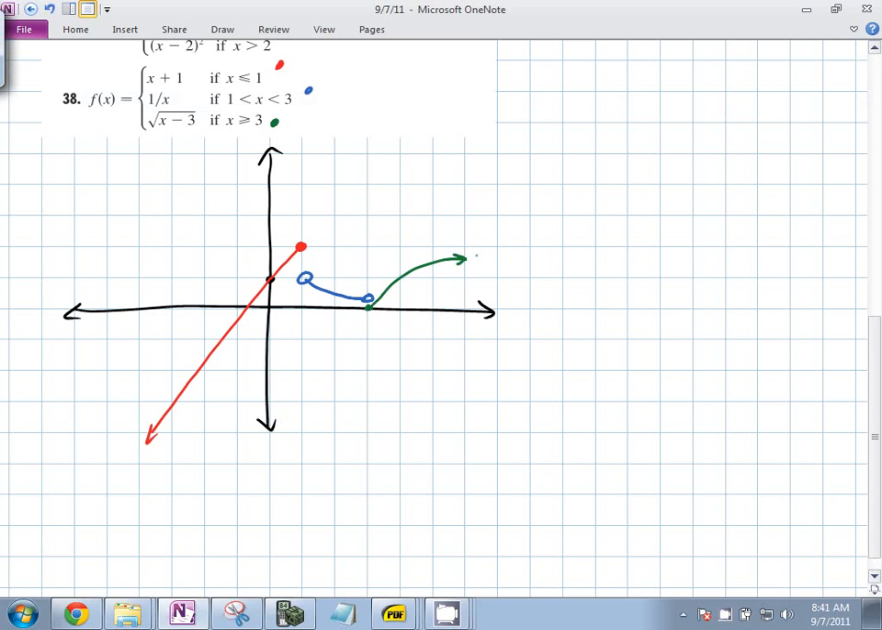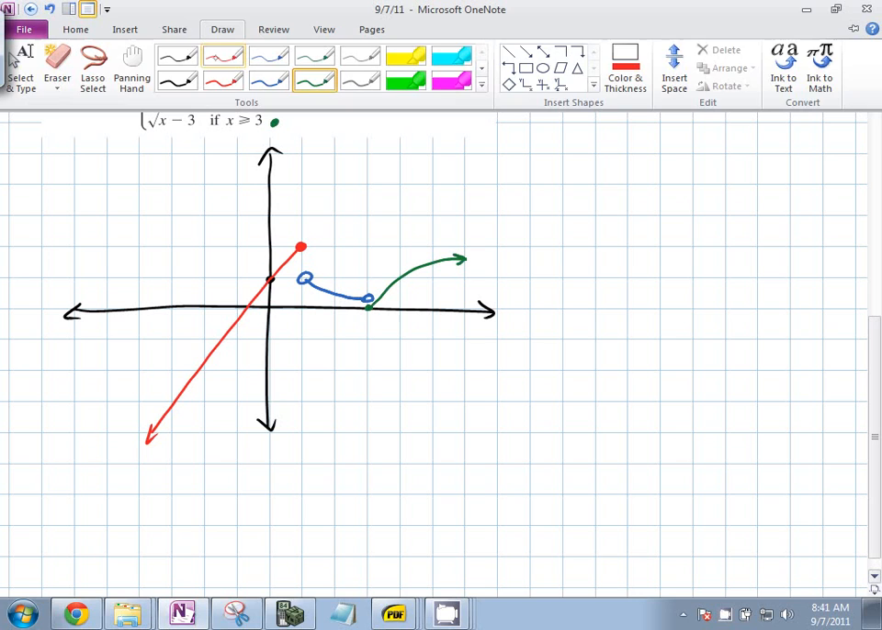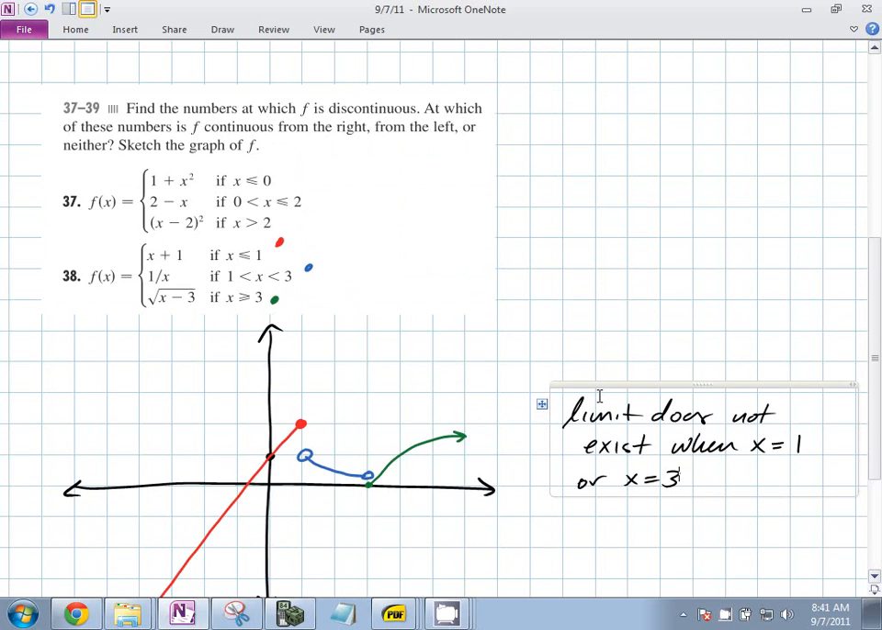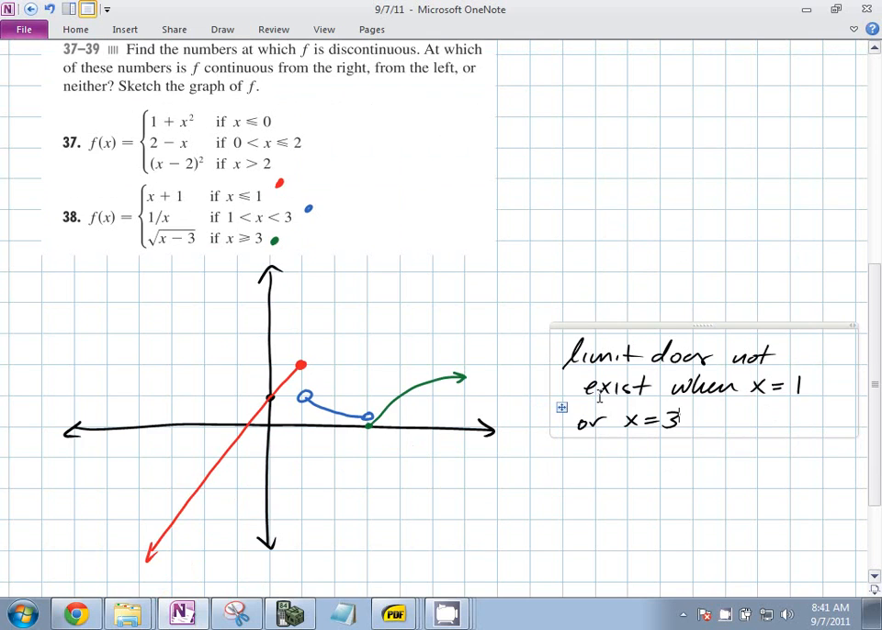Okay, so where does the limit not exist? 1 and 3. Yeah, when x equals 1 or x equals 3. You need to say x equals. You can't just say 1 or 3. You need to give it a specific. Okay, so then it asks, at which of these numbers is f continuous from the left, from the right, or neither?